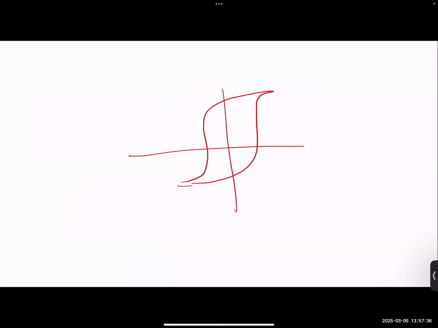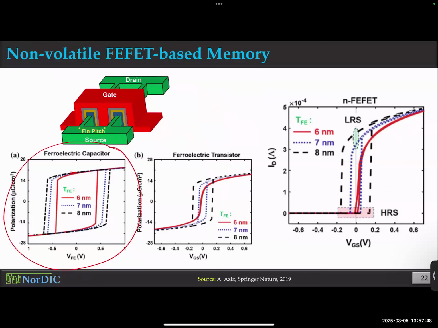Okay. So there are different kinds of ferroelectric, by the way. Some will show you PV loop like this. Some will show you PV loop that are similar to this, and so on. There is a spectrum out there. Okay. So this is a different kind of ferroelectric material as you see, but it's still PV loop.